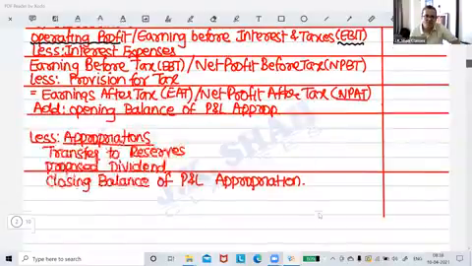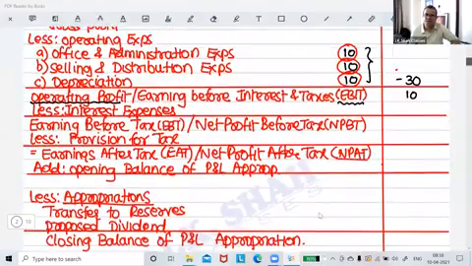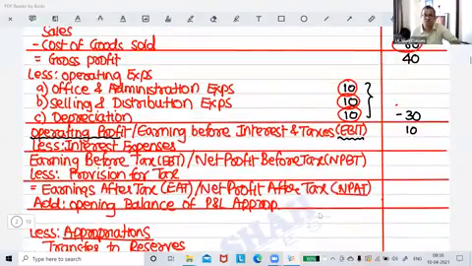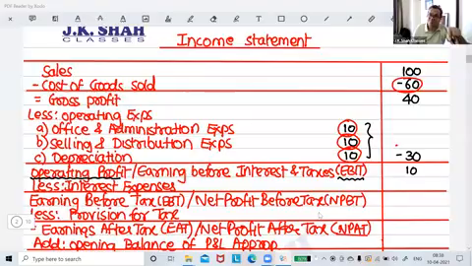Operating expenses would be all this. When I say operating cost, I add COGS plus them.